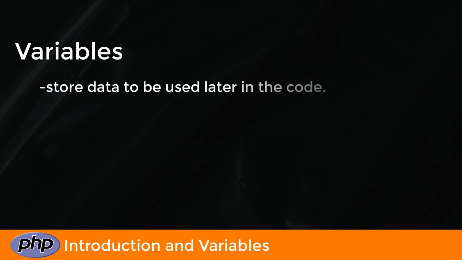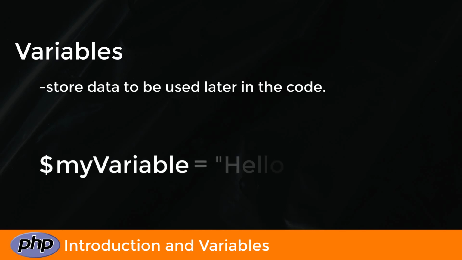One of the most basic concepts in PHP programming is variables. Variables in PHP are used to store data that can be used later in the code. To create a variable in PHP, you can use the $ sign followed by the name of the variable and an optional initial value, like this.